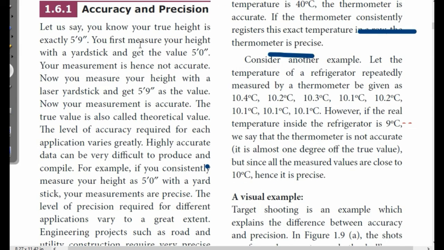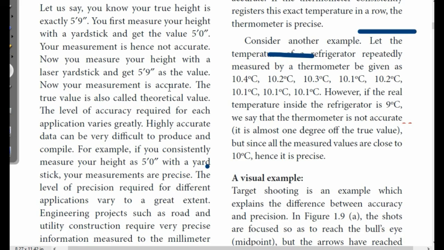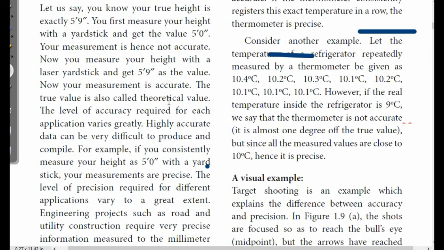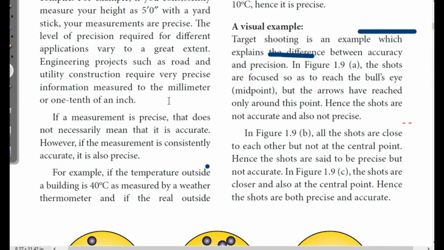Let us say you know the true height is 5.9. You first measure your height with the yardstick and get a value of 5. Your measurement hence is not accurate. Now you measure your height with a lesser yardstick and get 5.9 as the value. Now your measurement is accurate. You will be able to understand this better with another example. Let us see that.